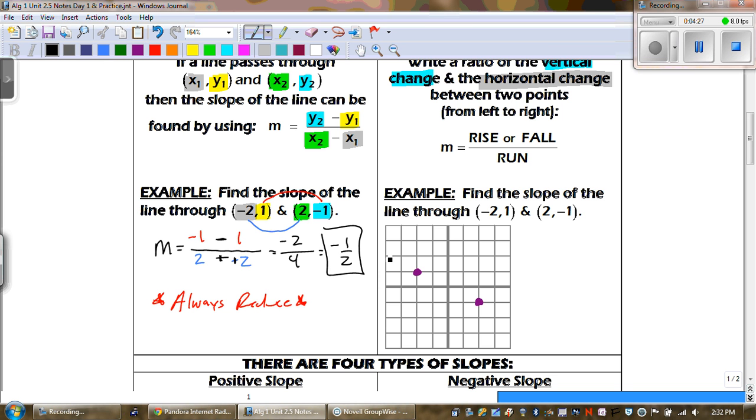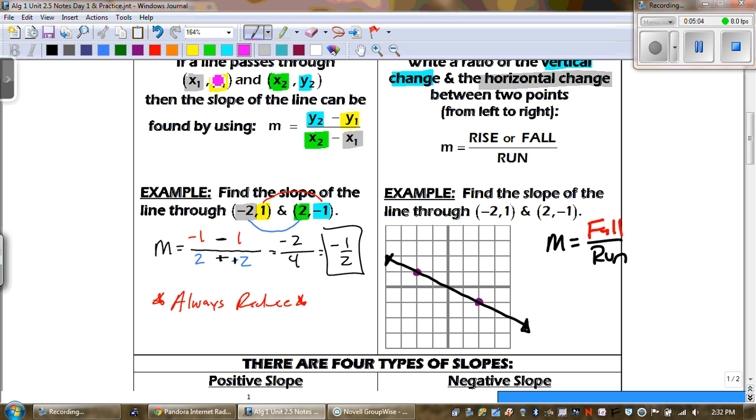Make sure to use a ruler and have it be nice and straight. There we go. And always make sure to have your arrows. So, looking at this, is the graph rising or is the graph falling? It's falling, it's going down, so it's fall over run.